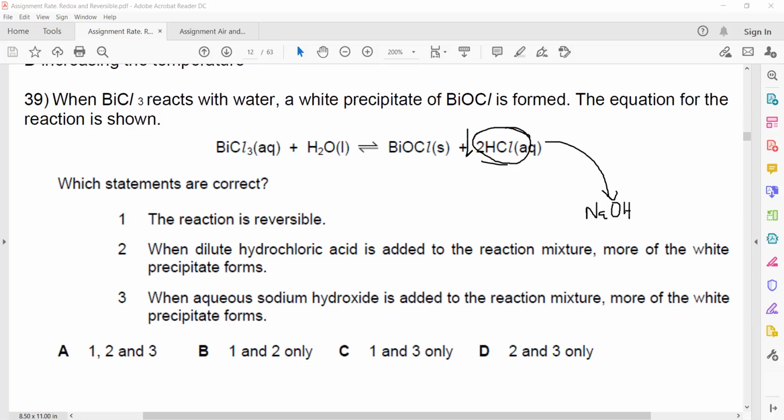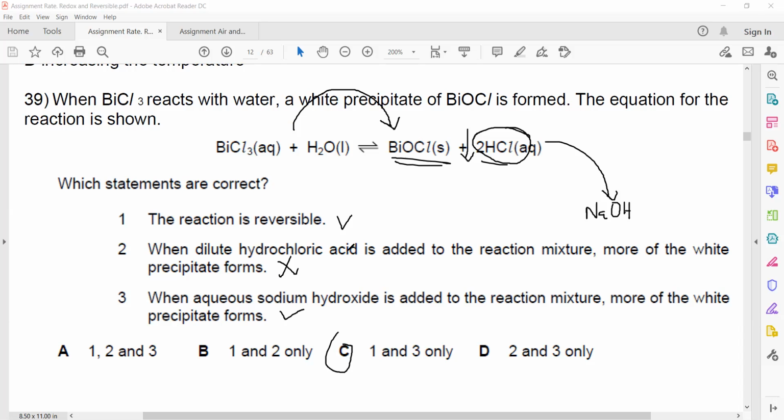So the amount of hydrochloric acid will decrease. As the amount of hydrochloric acid decreases, the equilibrium will shift towards right hand side. So as equilibrium shifts towards right hand side, it will form more white precipitate. So which statements are correct? Statement 1 and statement 3 are correct.